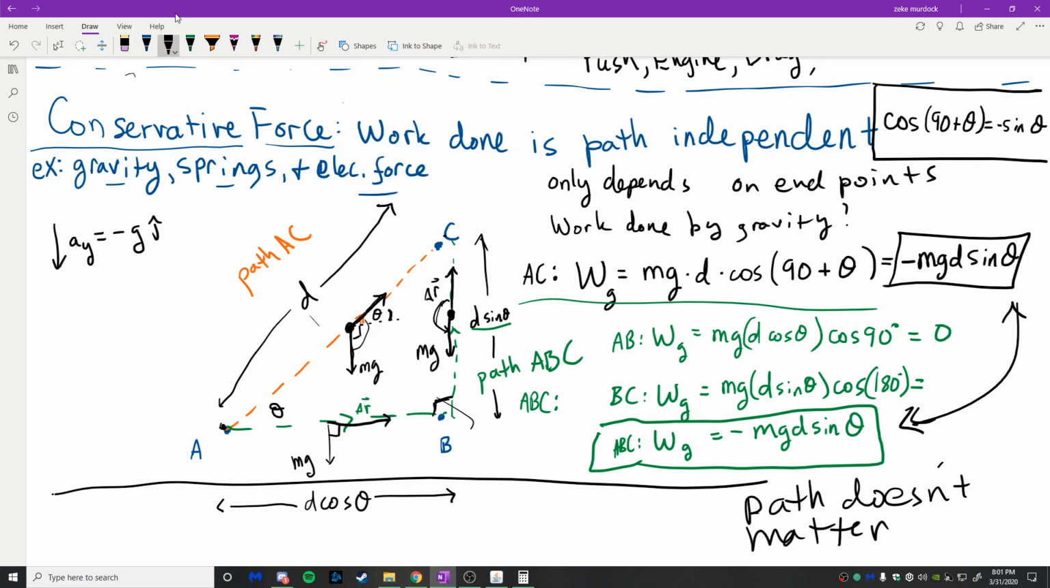Does that make sense to you guys? Does anyone have any questions? That's why we say that for a conservative force, the work done is independent of the path chosen. All that matters is the endpoints. That's it. The only thing that matters is the endpoints. So do you guys have any questions?